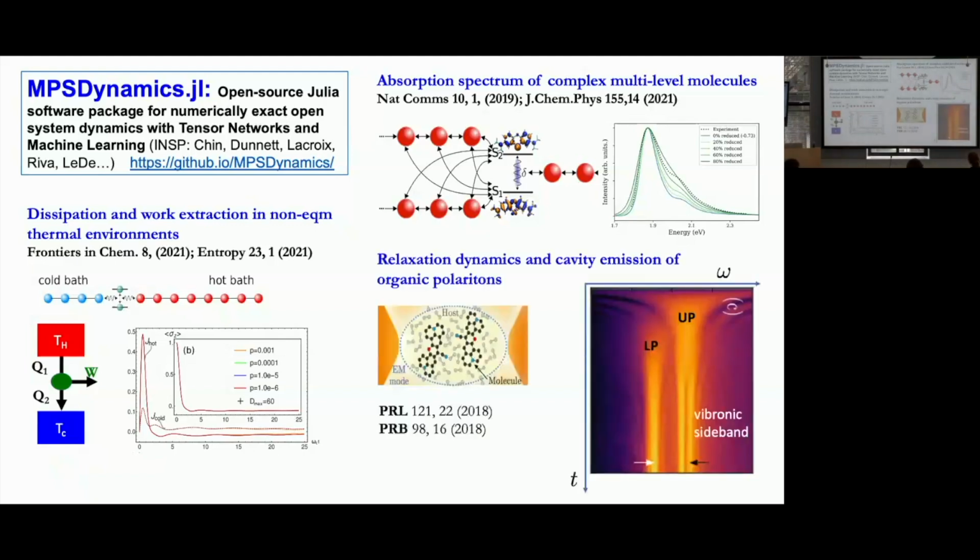Some work on organic polaritons. If you want to see what's coming out of the cavity here, we would just include that as an environment and measure where the energy is going in real time. You can also look at relaxation from the upper polariton to the lower polariton, for example. So we can do a sort of spectroscopy by just looking into our environment.